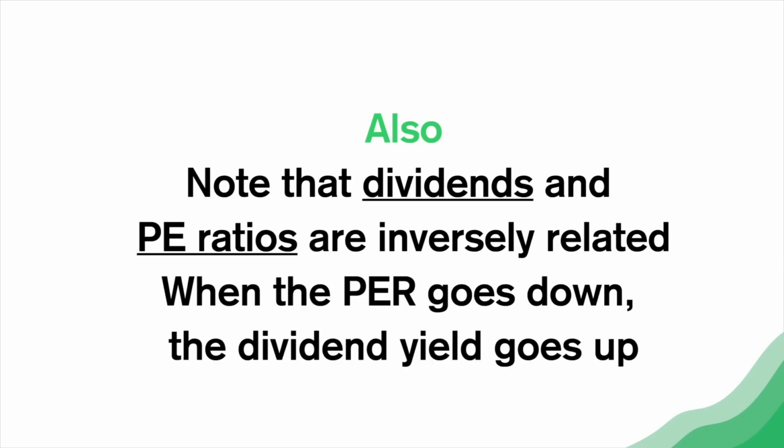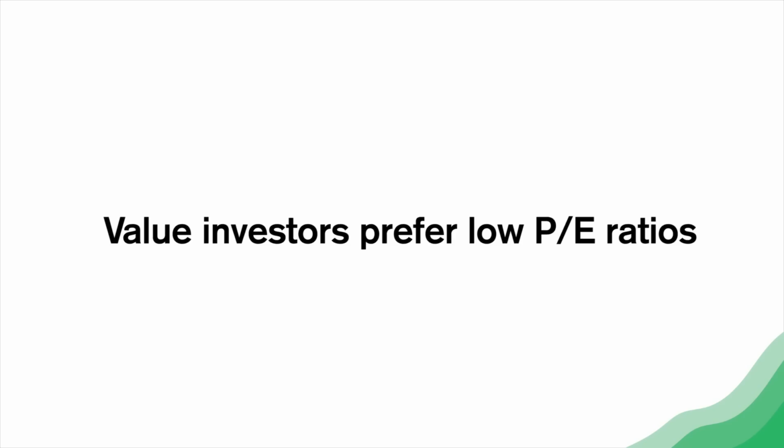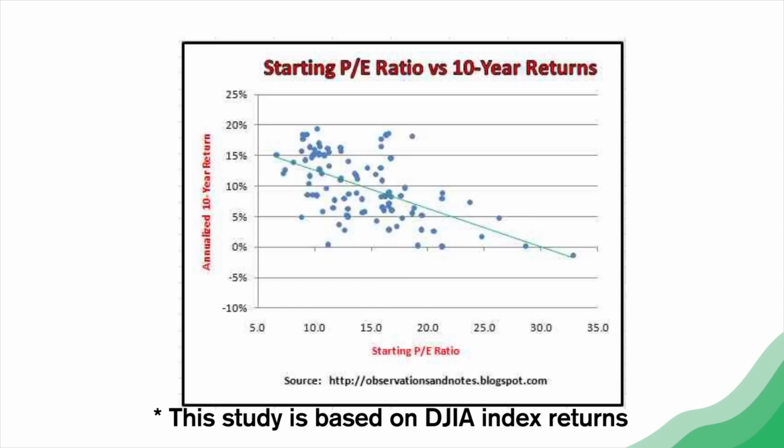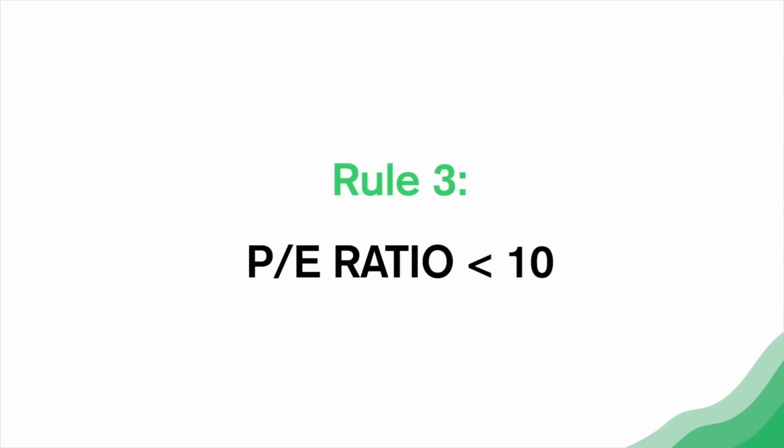It's also important to note that PE ratios and dividends are related, so when the PE ratio falls, the dividend per share normally rises. But all of that aside, as value investors, we prefer to look for stocks with low PE ratios. Lower PE ratios mean low expectations, and low expectations are easier for us to beat. There have been numerous studies over the years that support this theory, and shown that low PE ratio stocks do better than stocks with high PE ratios. So rule number 3 is this: PE ratio is below 10.